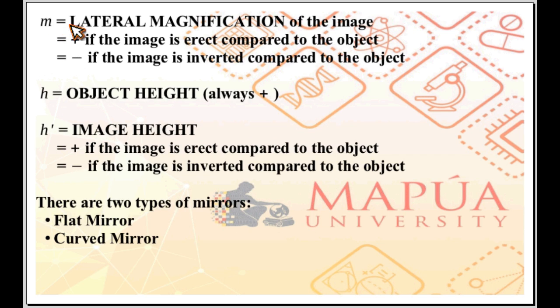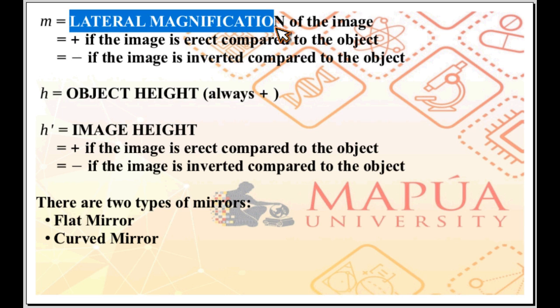And M is referred to as the lateral magnification of the image. It compares the height of the image with the height of the object. If the magnitude of M is greater than 1, the image is bigger than the object. But if the magnitude of M is less than 1, the image is smaller than the object.